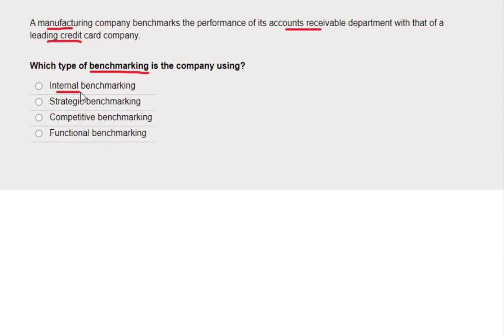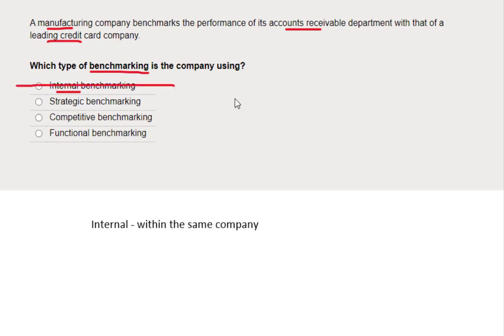So internal benchmarking, first of all. Internal means, well, inside, and it means within the same company. Now, that can't be right here. It would be us comparing against 2 divisions of the same business. That can't be right because we're a manufacturing company and we're comparing against a credit card company. They're outside the company. And so internal benchmarking cannot be right.